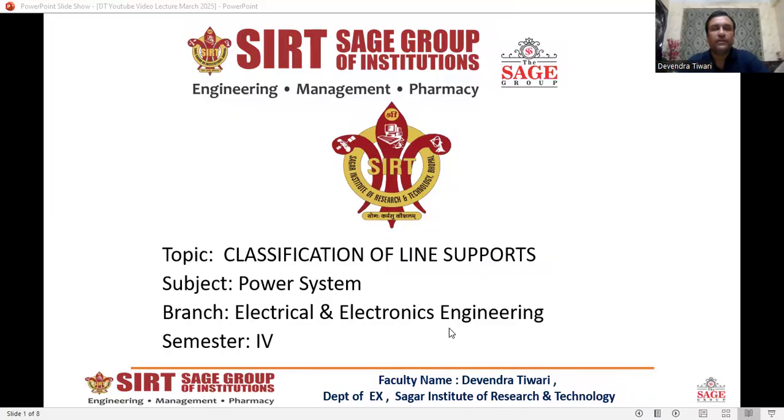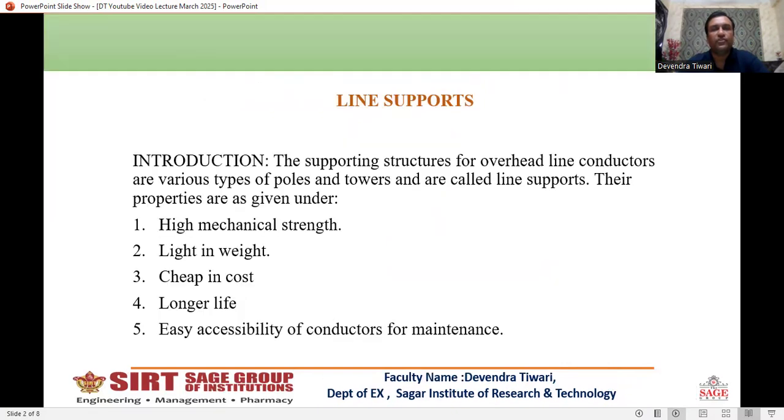The topic is classification of line supports. First of all, we have to understand what line supports are and what their uses are. We have to understand why we require line supports. As we know, in a power system there are three aspects of electrical power: generation, transmission, and distribution. For transmission of power, we require line supports.